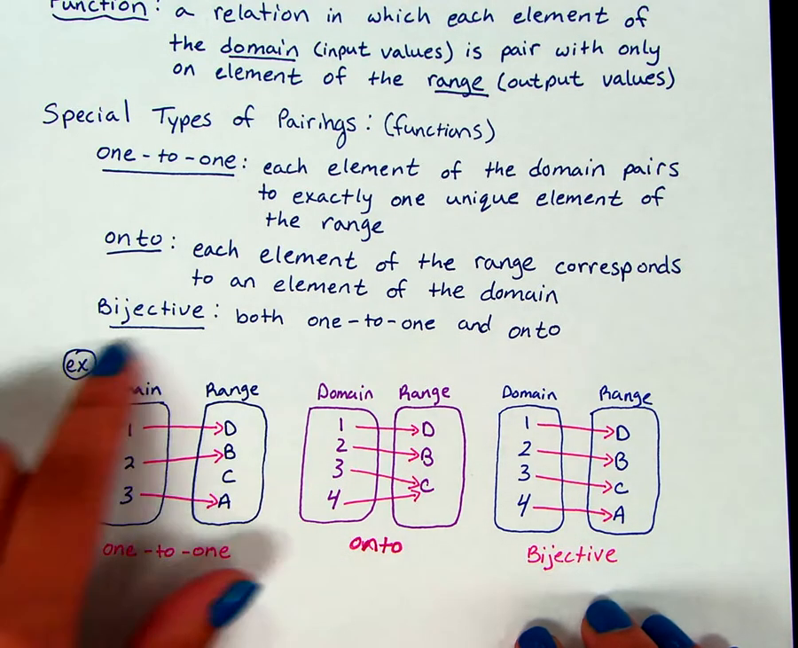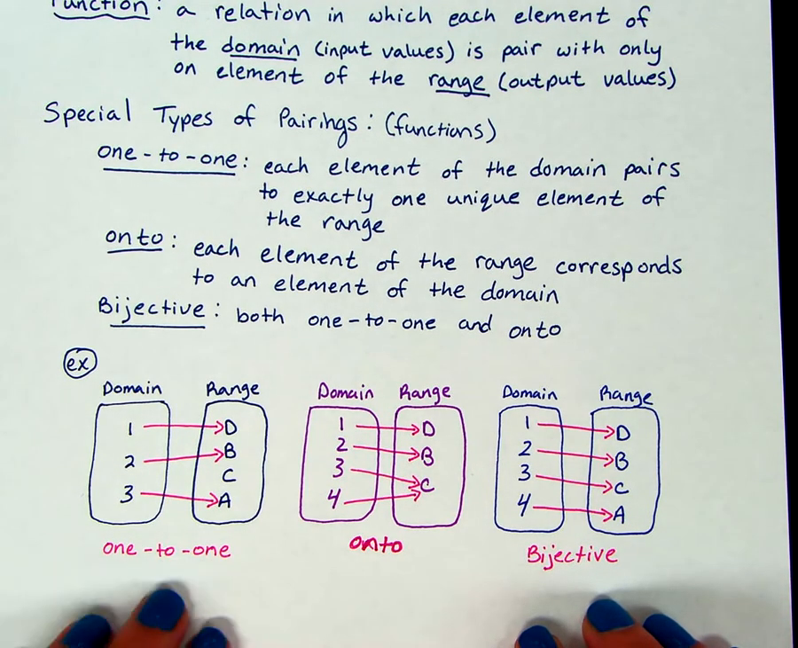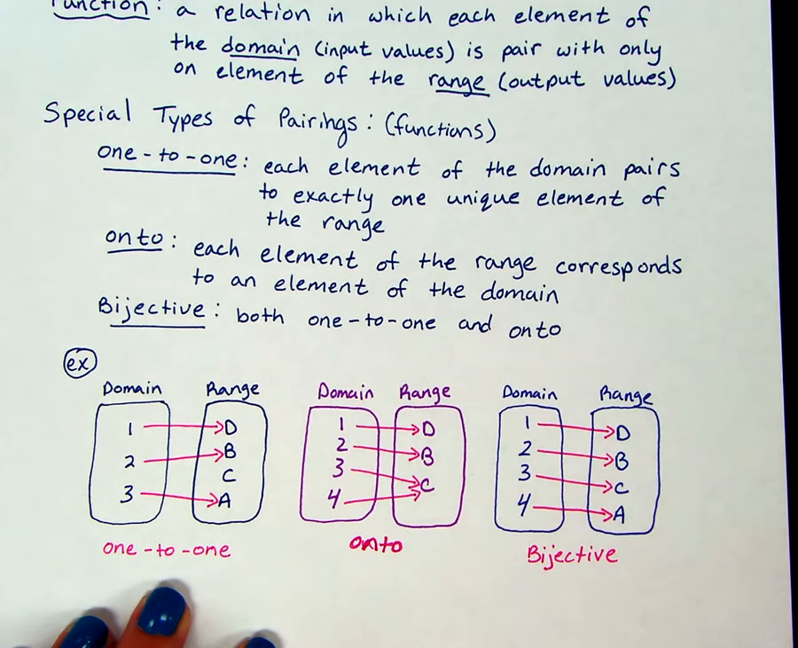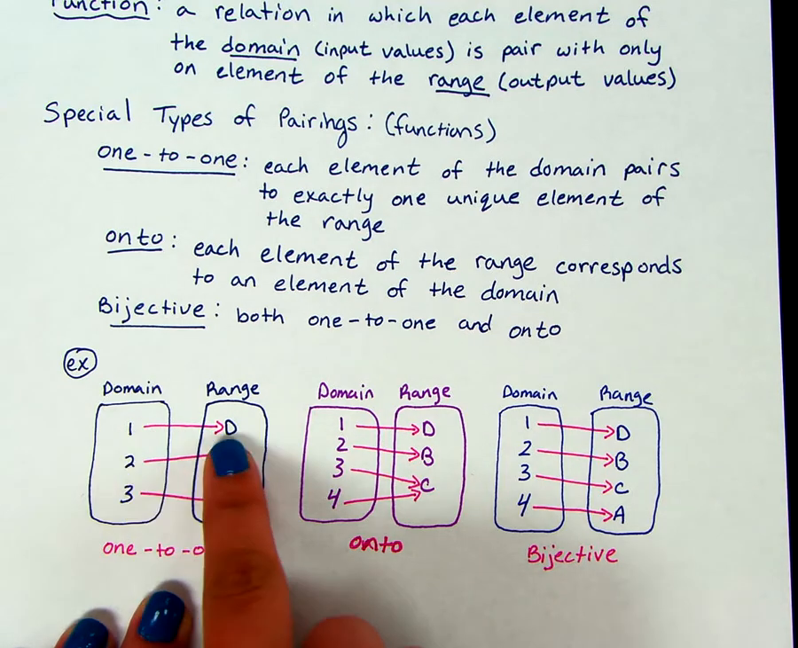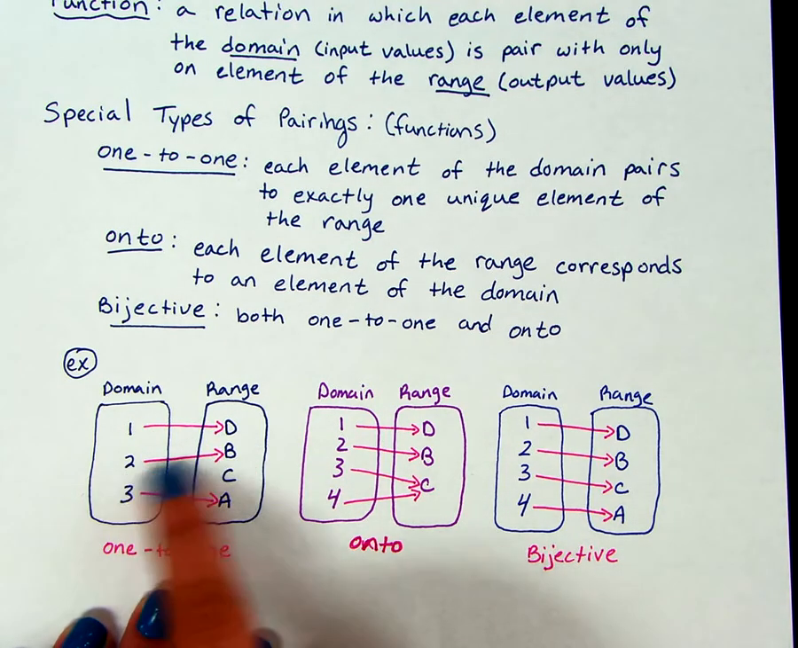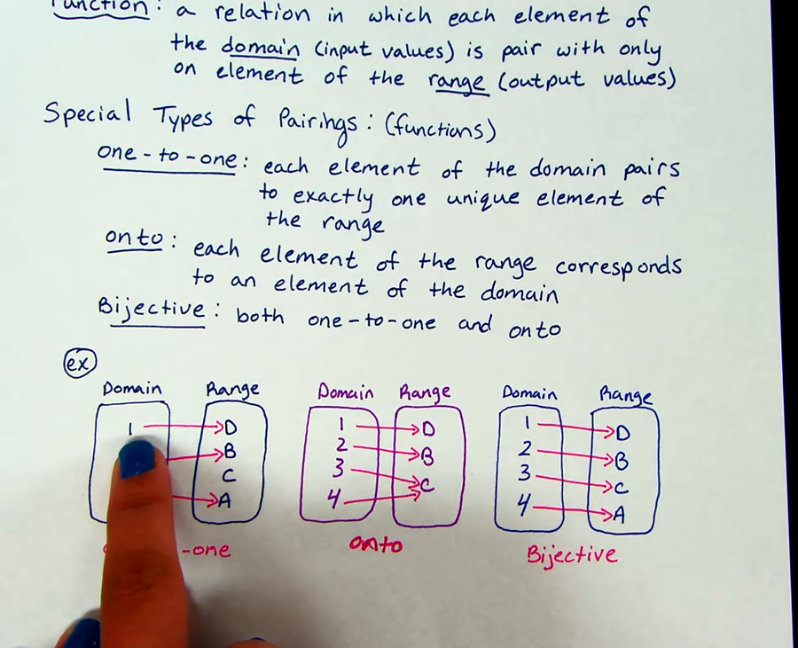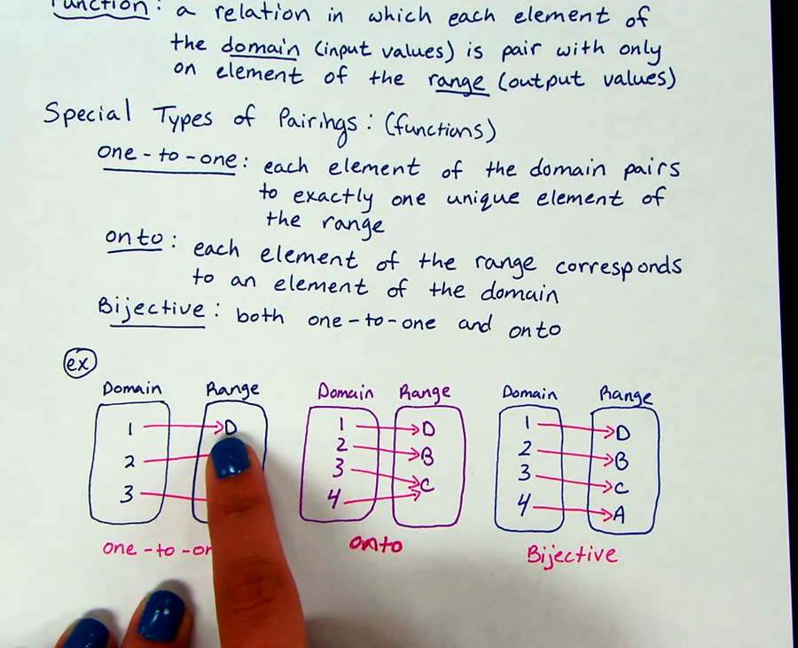So if we look at our example down here, this is our example of one-to-one. These are our x values, and then these would be kind of our y values if we want to think of it in terms of a graph. So 1 pairs to D, 2 pairs to B, and 3 pairs to A. So one element in our domain pairs to one element in the range.